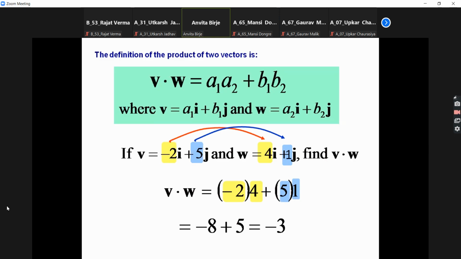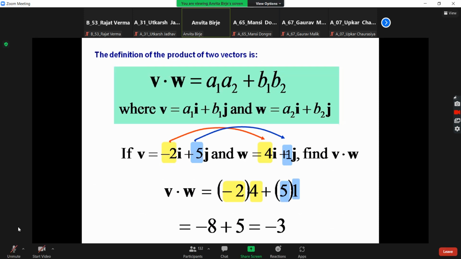-3 has only magnitude; it doesn't have any direction. So please remember, the product of two vectors is always a scalar. This product is called the dot product, and please remember that the dot product of two vectors is going to be a scalar value.